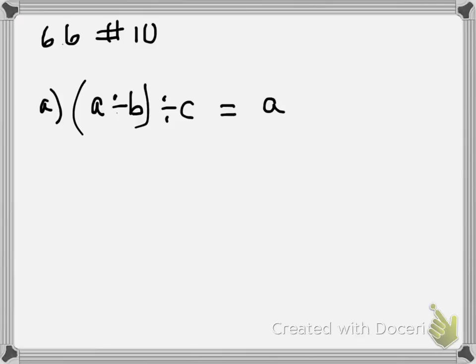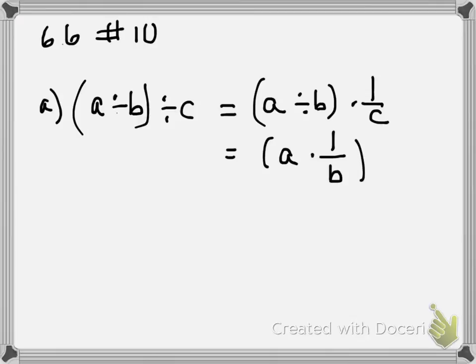And I'm going to think, well, based on what I know about division, it's the same as multiplying by the reciprocal, the multiplicative inverse. So C and 1 over C are multiplicative inverses of each other. So instead of division, I can just multiply. So now I can do the same thing. So this is A times 1 over B times 1 over C.